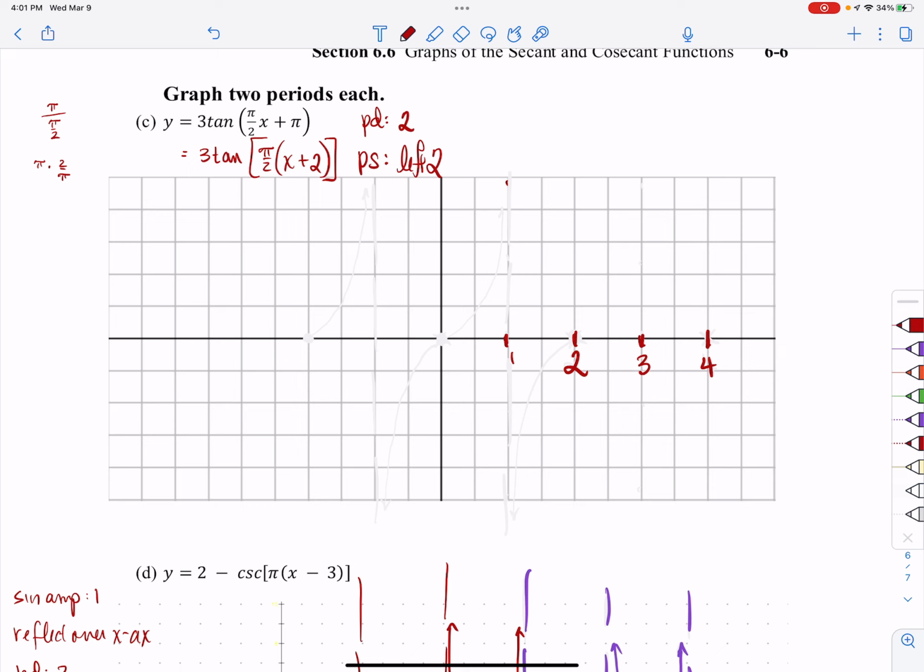So what I'm going to do, this is pre-shift. I'm just going to draw some really light asymptotes at the quarters. Not only are the asymptotes at the quarters, but the beginning, middle, and end are my x-intercepts. And then what I'll do is I'll take each of those and shift them to the left 2. Well, you notice that 2 units is 4 blocks. Okay.